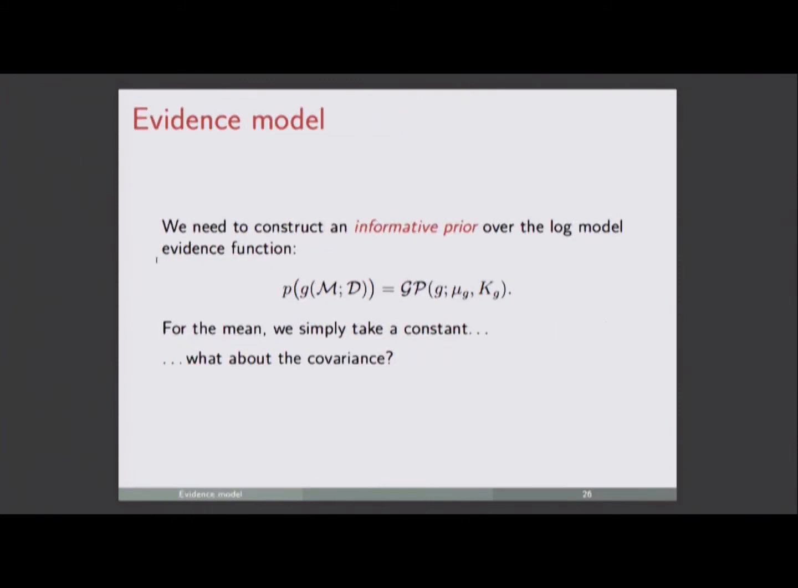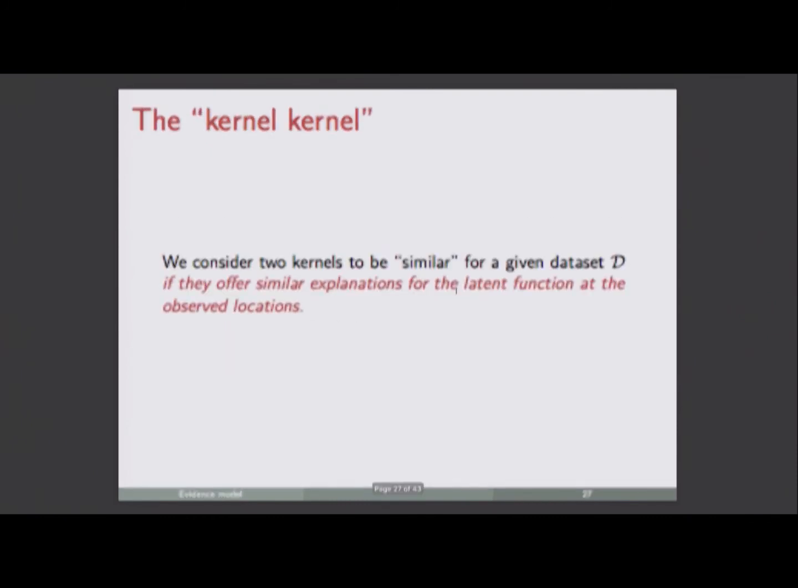Okay, but we're going to need to do something pretty weird here, which is that we want to build this Gaussian process prior for the model evidence function. Which means that we need to develop a mean function and a kernel function for this Gaussian process that's going to take in models as arguments. It's kind of an exotic object that we need to construct. So for the mean function for this Gaussian process, we're just going to use a constant. We're going to rely on that Occam's razor effect in the model evidence. But what about the covariance? So we need to build this kernel that's going to take in two kernels as arguments. So we need a kernel.